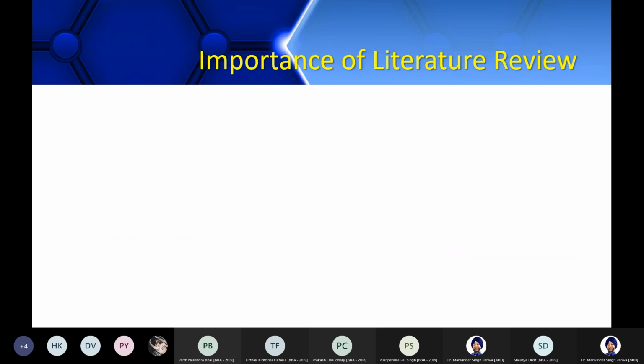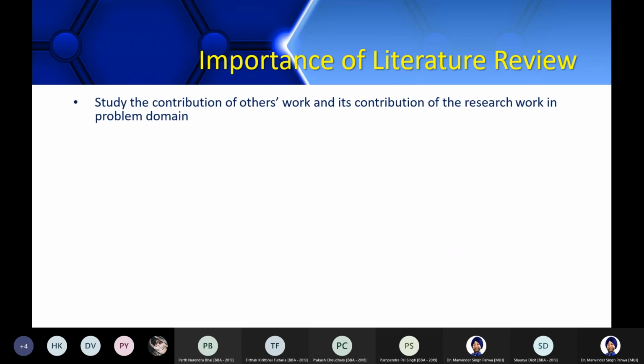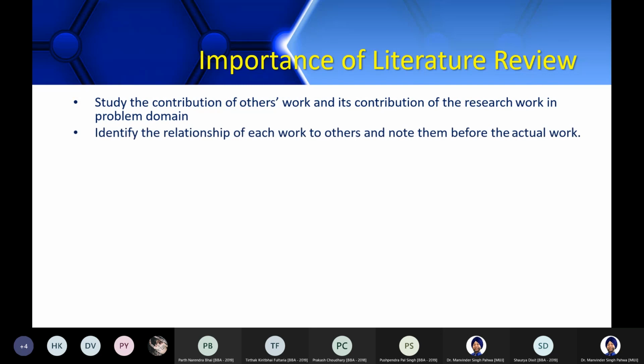Next is the importance of literature review. The importance of literature review is that it studies the contribution of others' work and the contribution of research work in the problem domain. So it studies that. Secondly, it identifies the relationship of each work to others and to the actual work. Each work means something that has been done.